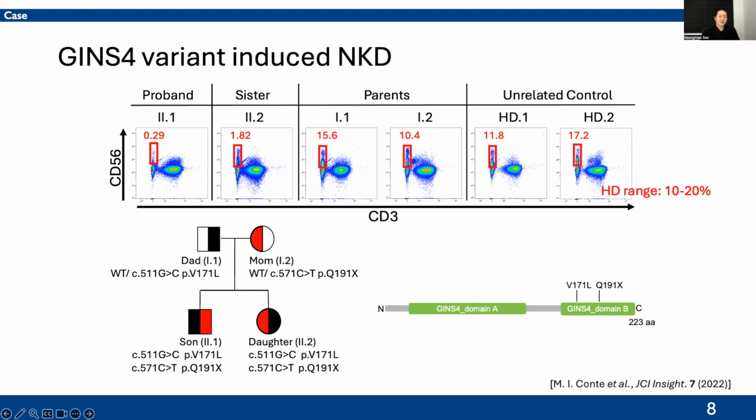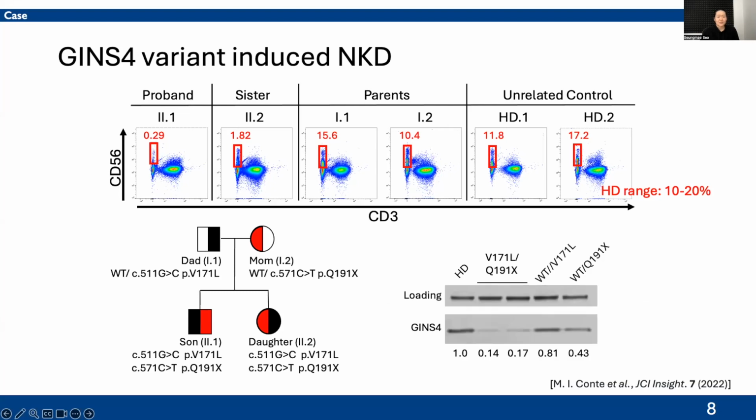all 4 of the family members were tested, and we identified variants on a gene called GENS4. Both father and mother had point mutations, and especially mother's mutation led to a premature stop codon. The proband and sister were compound heterozygous who inherited both of these variants. As a result of these variations, they present with about 15% of GENS4 protein in their cells compared to the control.